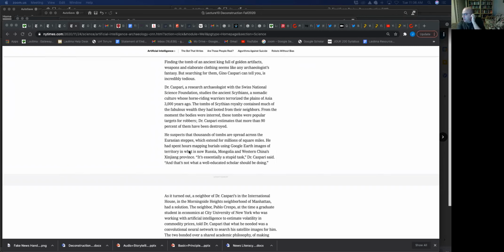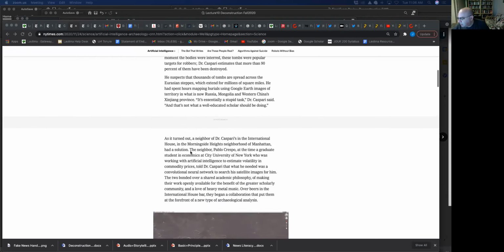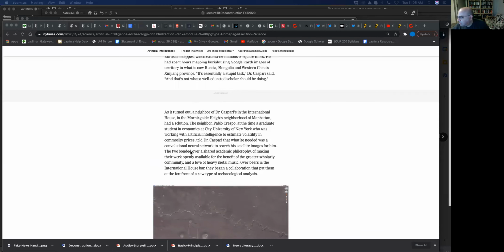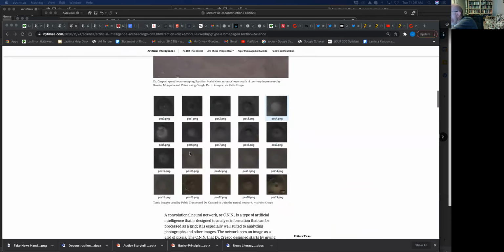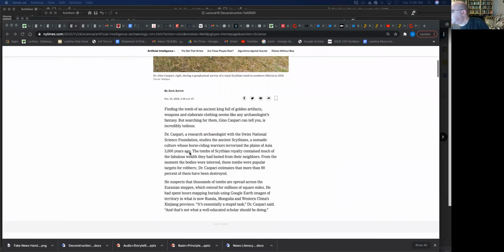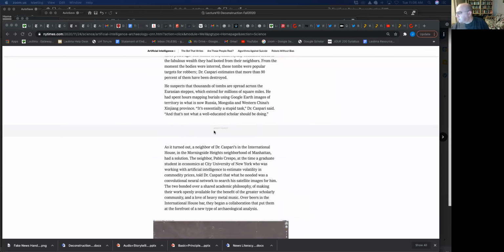All right, well, Isabella, when you look at this story, you see what I'm sharing on the screen? Yes. Where does the alternative lead end and where does the nut graph begin? I want to say the alternative lead starts from the first paragraph where it says, finding the tomb of the ancient king's full golden artifacts, and then... Hold on. Let's see. I don't know. I think I didn't give you enough screen for you to see where the nut graph begins.